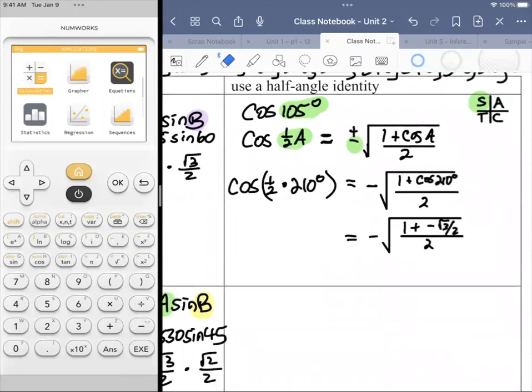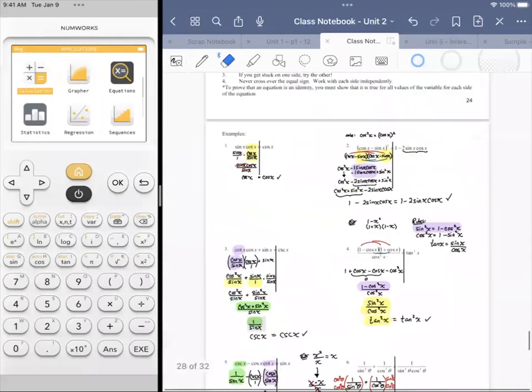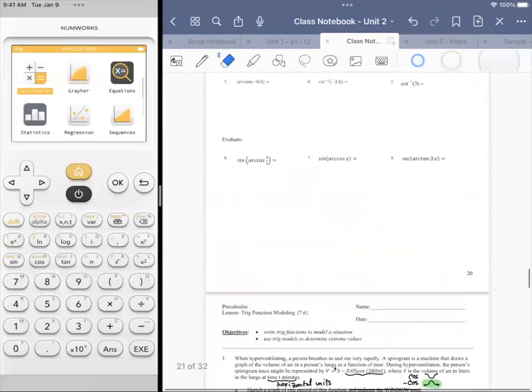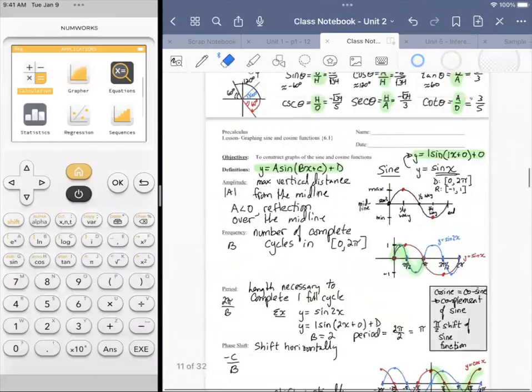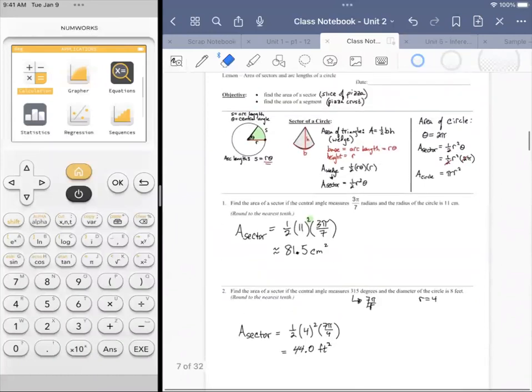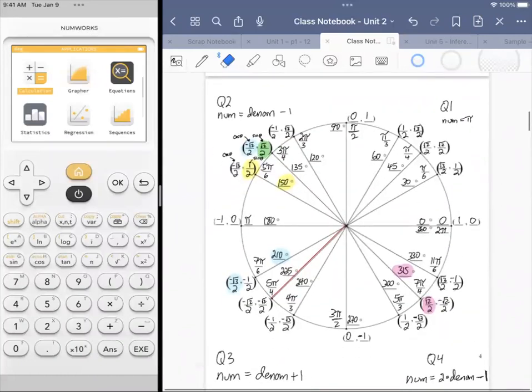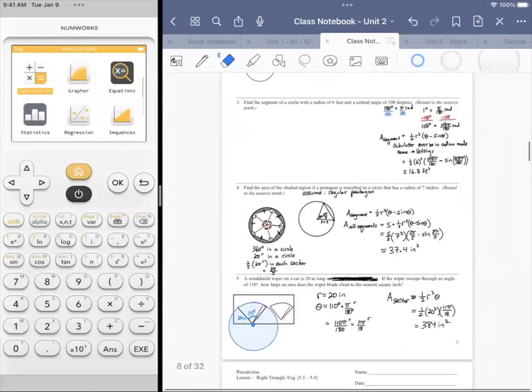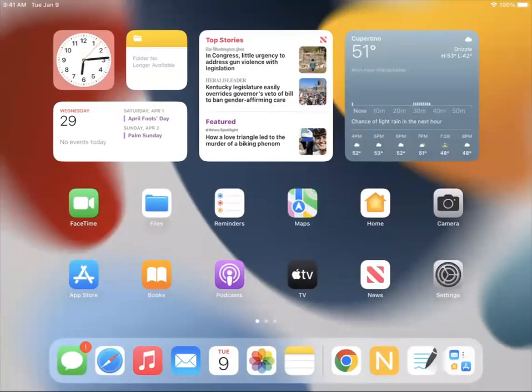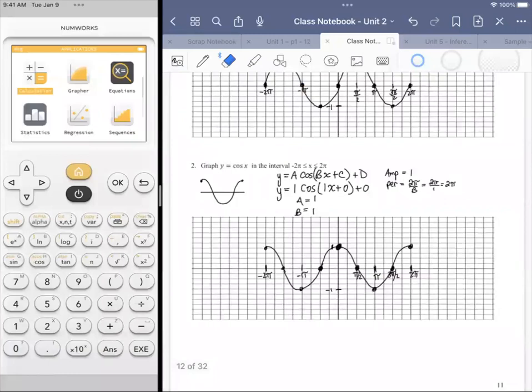And again, it wasn't like 1 plus cosine 210 over 2, then a miracle happened and it became negative radical 3 over 2. That's all from the unit circle, and it's been a while. Scrolling. There we go, 210 degrees. Just so happens I highlighted it when we went over this. We must have done a problem related to it. Negative radical 3 over 2 comes right from the unit circle. Oh, interesting. Not the end of the world, but that was strange.